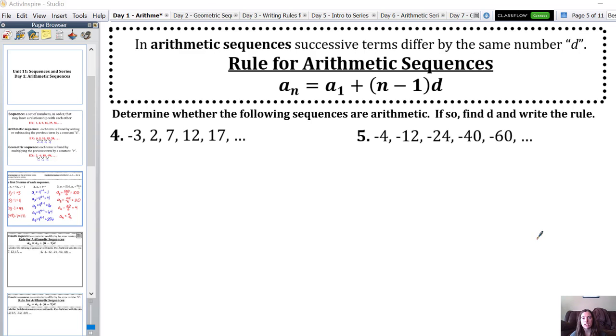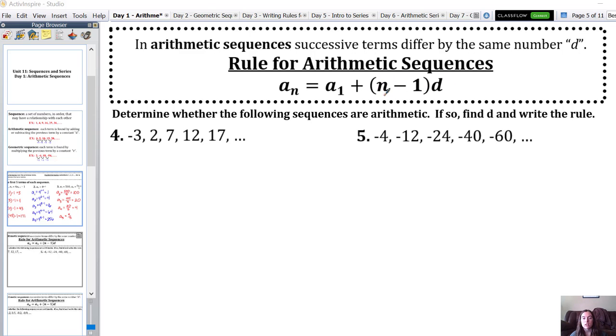In arithmetic sequences, successive terms differ by the same number, which we call d. So to get from one number to the next, you're either adding or subtracting some number, and we call that number d. There's a rule for arithmetic sequences in general. That rule is a sub n equals a sub 1 plus the quantity n minus 1 times d.